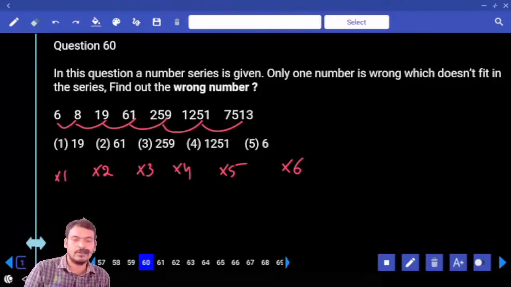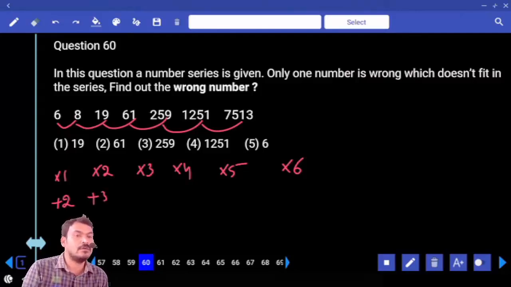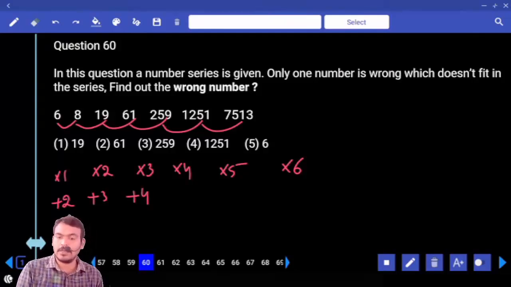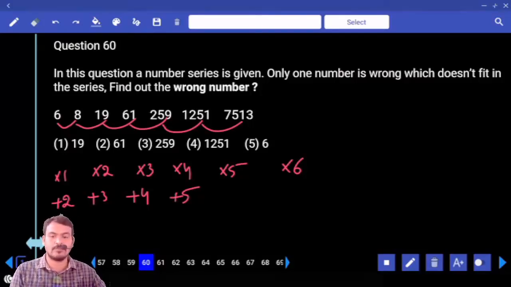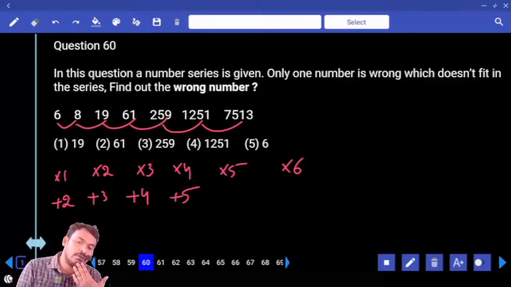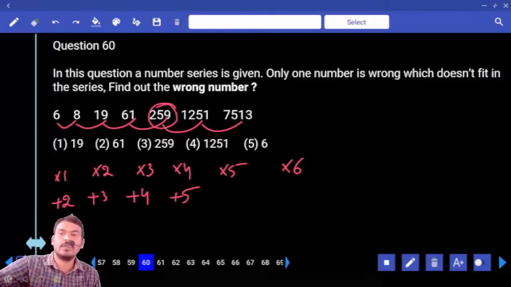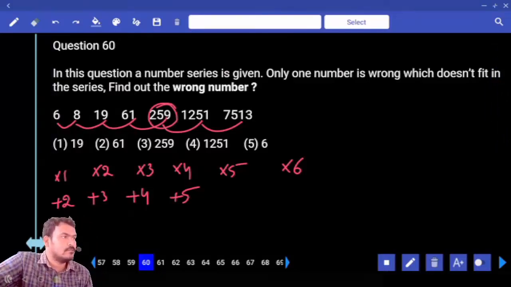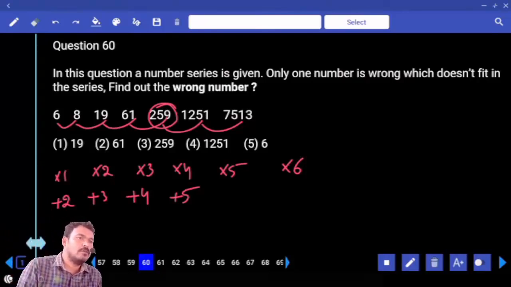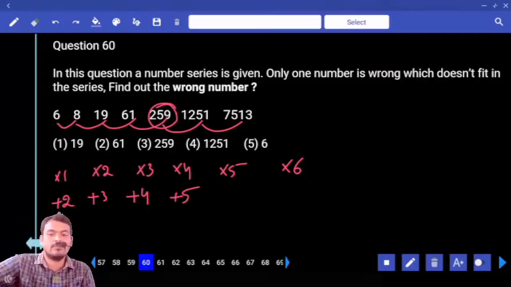Okay, one by one verification. 6 ones are how much? 6 plus 2 means 8. 8 twos are 16 plus 3. Next, 19 threes is 57 plus 4, 61. Next, the pattern is into 1 plus 2, into 2 plus 3, into 3 plus 4, next into 4 plus 5. 61 times 4 is 244 plus 5, 249. Wrong number: 259. Is only 1 the wrong number? What is the answer? 259.